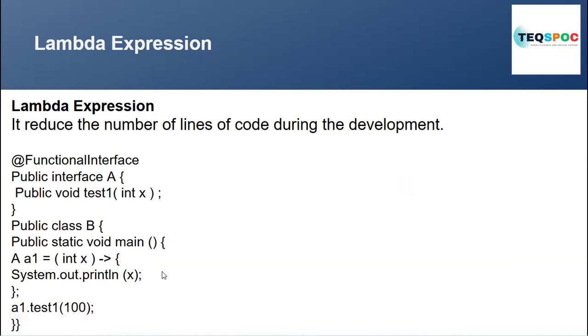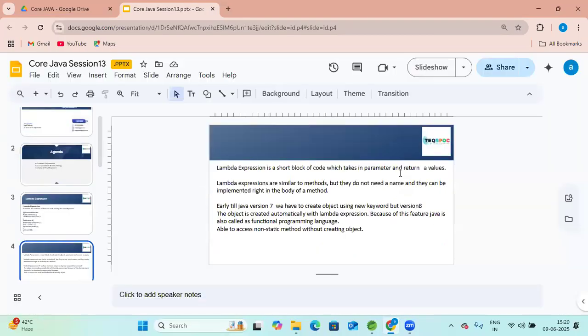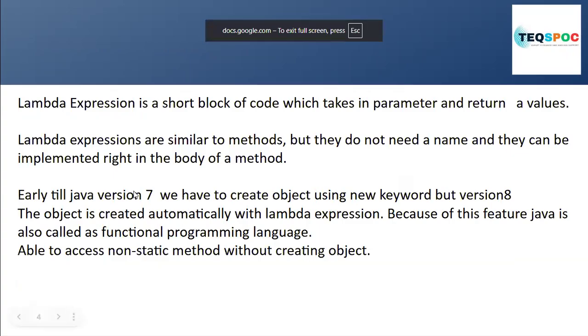We have seen this in previous classes. Now let me show you one small example. The lambda expression is a short block of code which takes in parameters and returns a value. A lambda expression is similar to a method. They do not need a name, and they are implemented right in the body of the method.